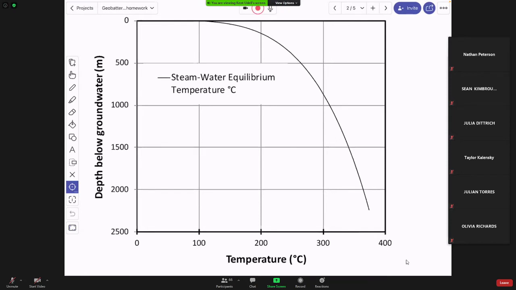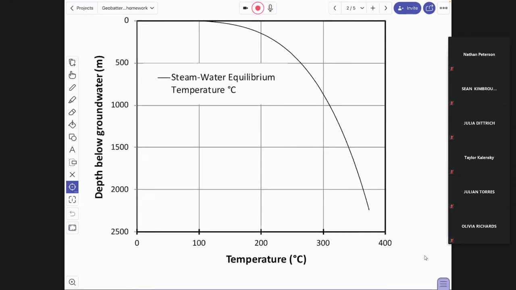So where does this come in? Well, to try to think about what we can do in terms of the thermodynamics of this, what we're working with in terms of our saturation steam water temperature and how that relates to what the depth could be that I can actually inject steam and have it stay as steam.